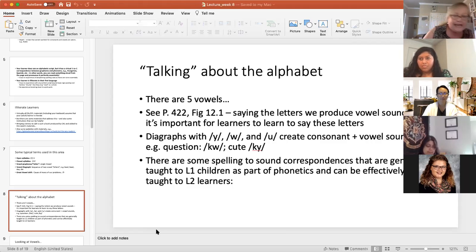Okay, but if we're saying A, then we use the diphthong, right? We say A. Conceivably, again, we could say something else, but we don't. We say A, and we do the same with H, J.